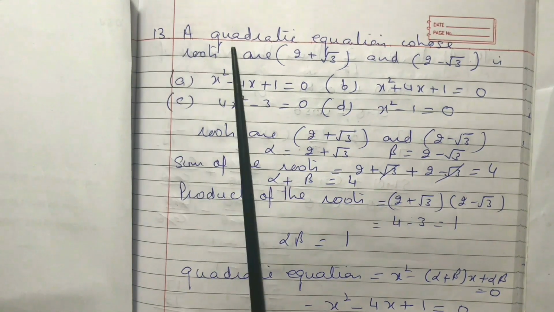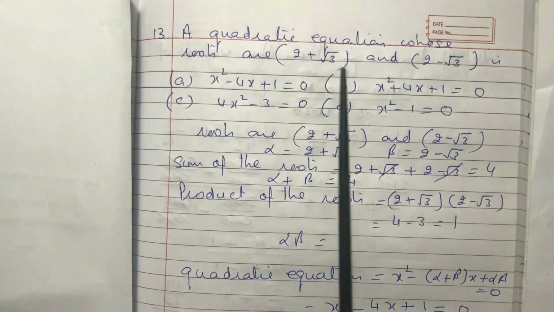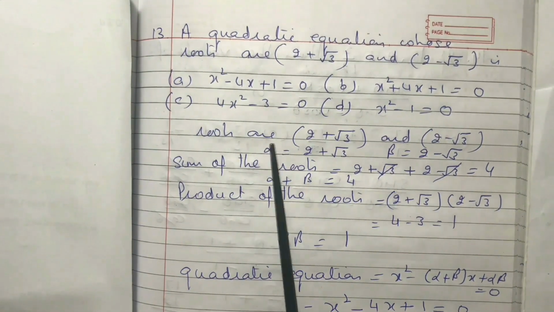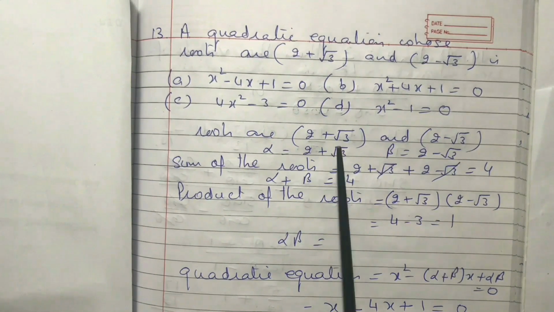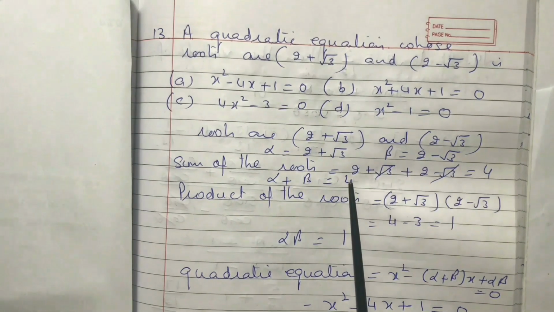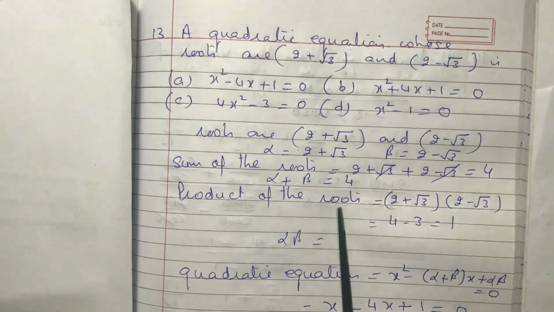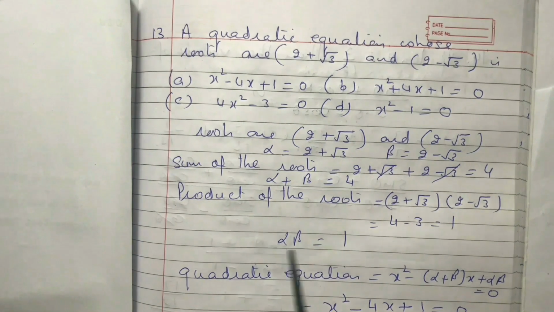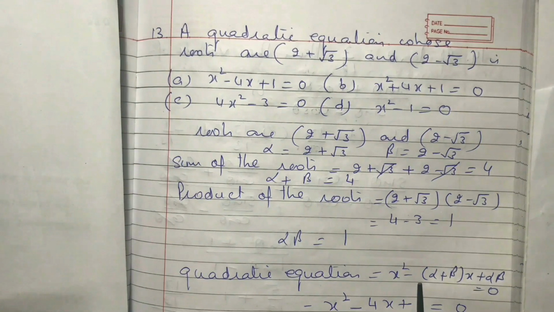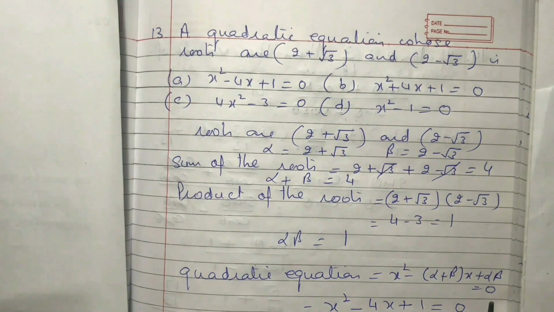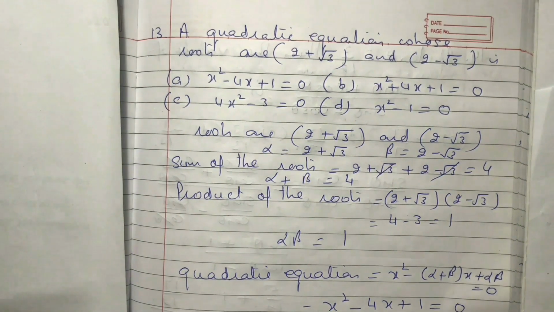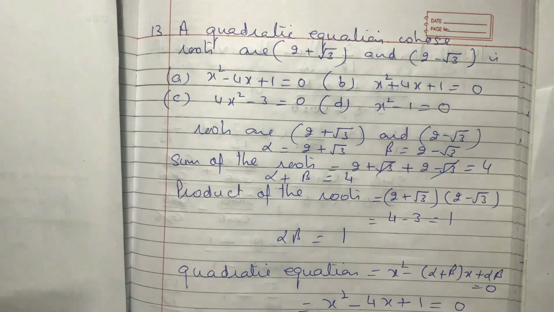Now the 13th question is, a quadratic equation whose roots are 2 plus root 3 and 2 minus root 3 is, there are 4 options. Now the roots are 2 plus root 3 and 2 minus root 3. Let this be alpha and let this be beta. Write the sum of the roots, which will come out to be 4. Write the product of the roots, which will come out to be 1, so alpha beta is equal to 1. So the quadratic equation is x square minus (alpha plus beta) x plus alpha beta is equal to 0. Substitute the values, and you will get x square minus 4x plus 1 equal to 0. So A is the option.